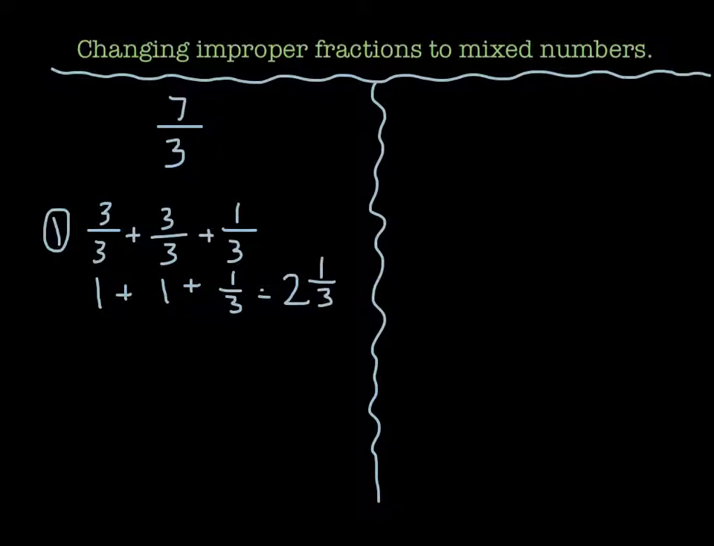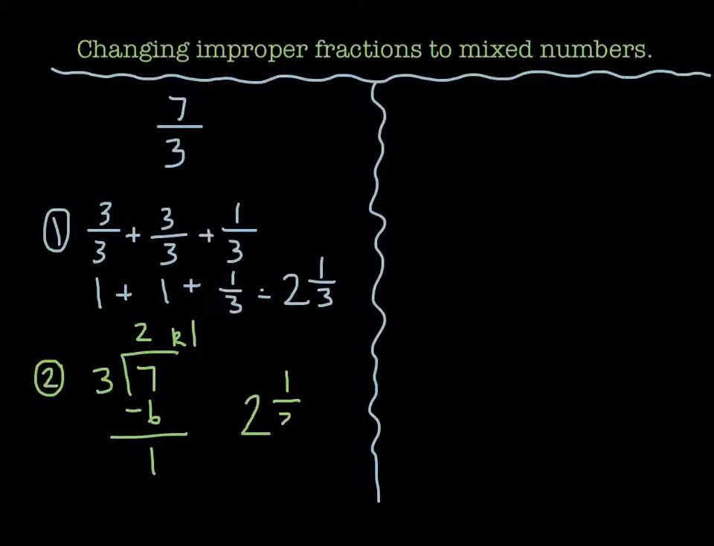Or I can take the second strategy of doing division, and I know that this is the same as 7 divided by 3. 3 goes into 7 2 times, and then 3 times 2 is 6. I have 1 left over, and then I just remember that I have 2, and I have 1 part left over, and I'm still dividing by 3, and we get the same answer in both cases.